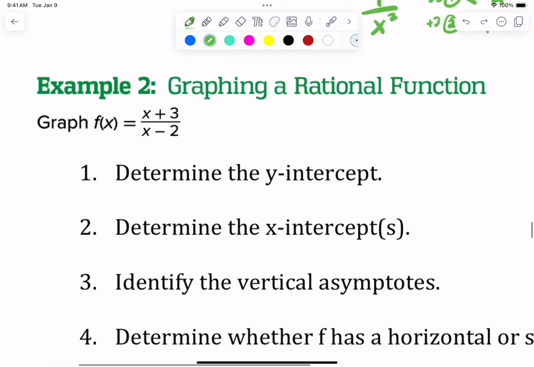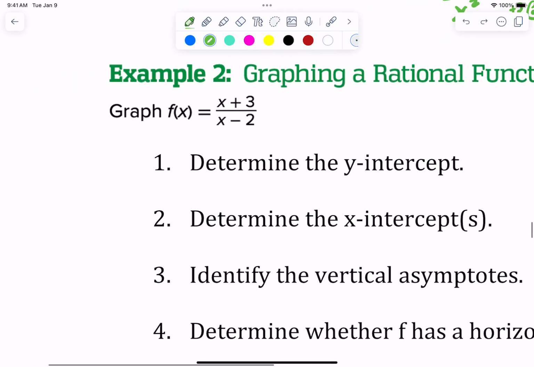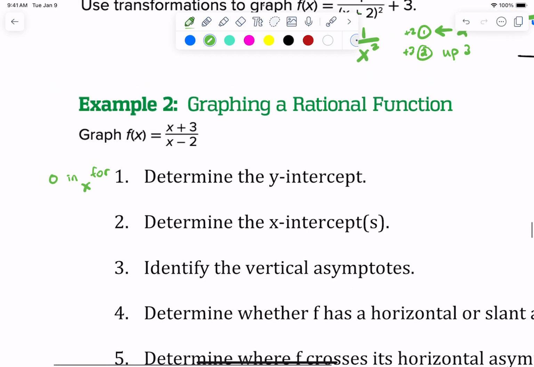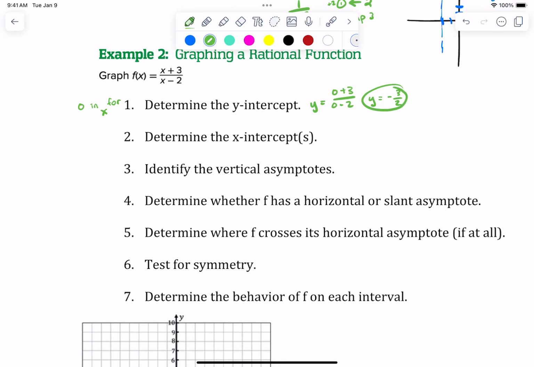So determine the y-intercept. I'm going to write notes off to the side over here, and then we're going to actually do it. So how do you find a y-intercept? 0 in for x. Okay, so I'm going to put 0 in for x. So you have a note off to the side of how you find the y-intercept, okay? If I plug 0 in for x, y equals 0 plus 3 over 0 minus 2. The y-intercept is going to be at -3/2. That's what my y-intercept for this function is.